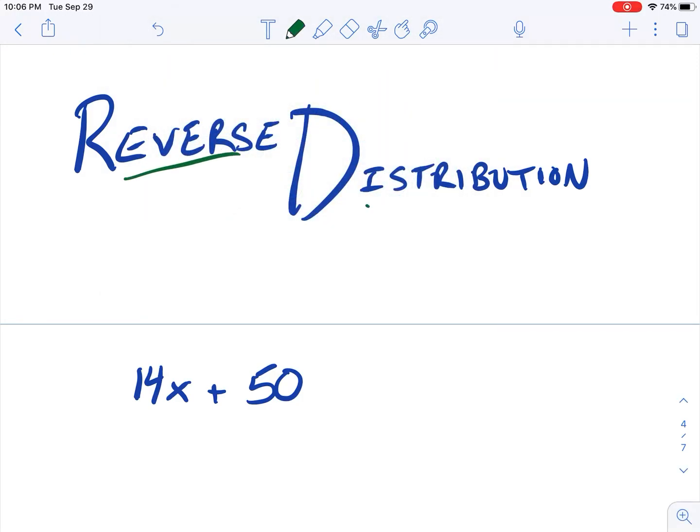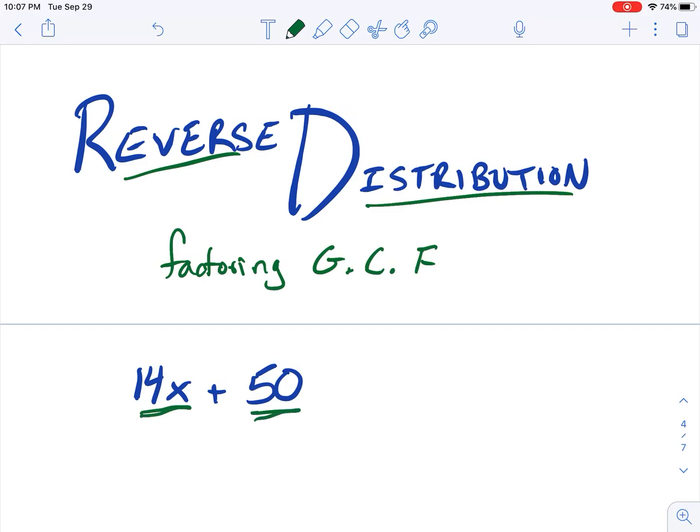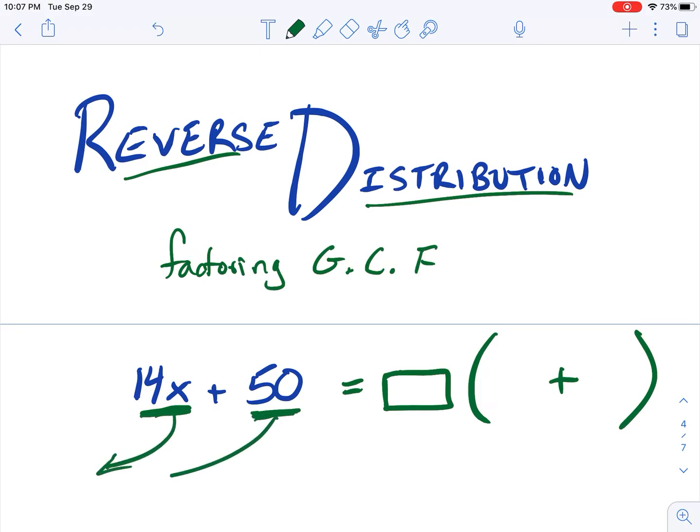Reverse distribution, another way to think of that is factoring out the greatest common factor. So what you are thinking about is looking at 14x and looking at 50 and trying to imagine what is the greatest common factor. And another way to think about it is we're trying to go backwards. We're trying to figure out, was there a newspaper or something, and what were the two houses called before the newspaper was delivered? So there's a newspaper hiding inside of here, and we need to pull that newspaper out and set it out in the front.